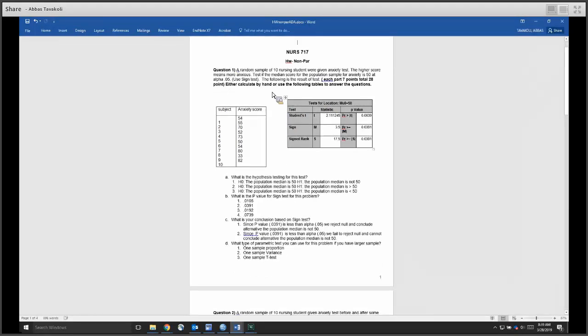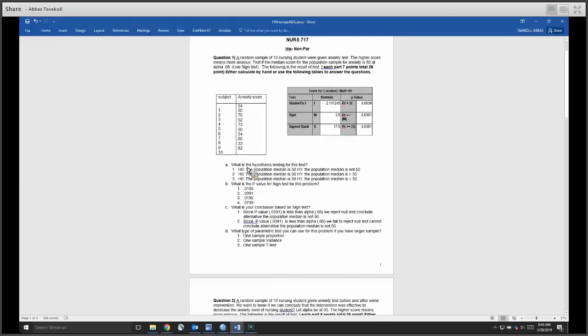So here, the first problem, we took a random sample of 10 nursing students and measured the anxiety level. A higher score means the students were more anxious. So the question is, if we want to test whether the anxiety score median is 50 or not, using sign tests. If you look at the output, there are three tests: a t-test, sign test, and signed rank test, and these are the statistics. These are the p-values. Remember, these p-values are two-sided for two-sided tests. If you have a one-sided test, then you have to divide this p-value by 2.